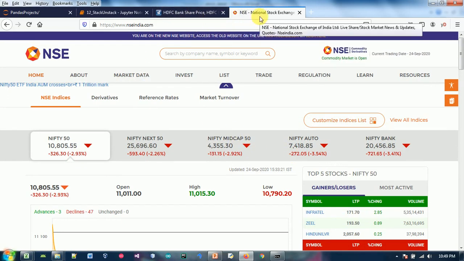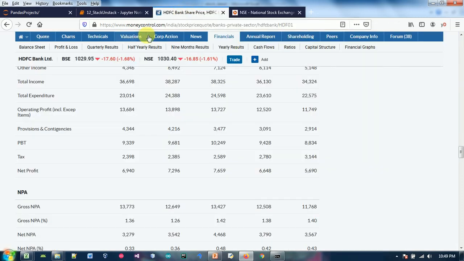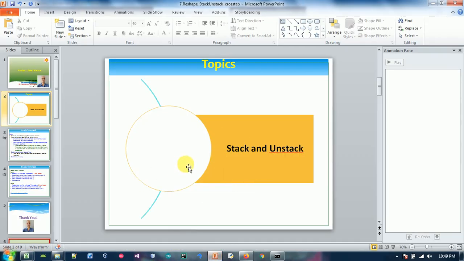So there are other sources also. NSE is the stock exchange actually providing you the data, and this is Moneycontrol, which is also providing you the data, and they have made a lot of other data very easily available. That's why many people use moneycontrol.com. So now let's go to our presentation.